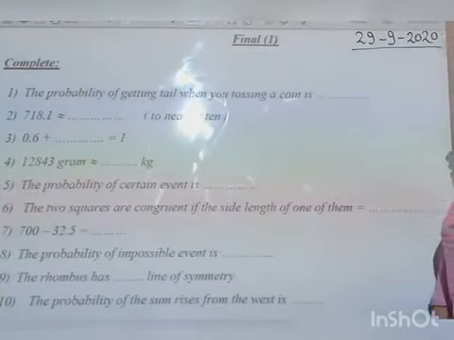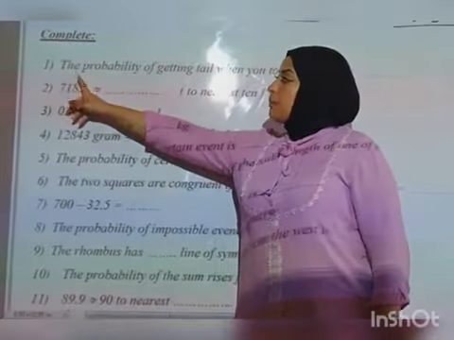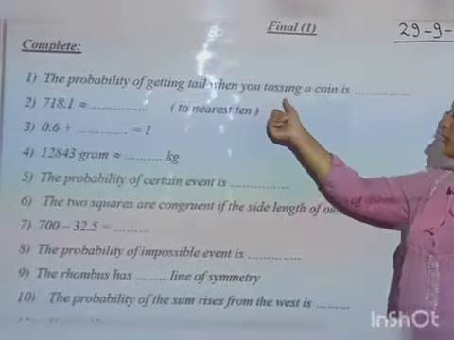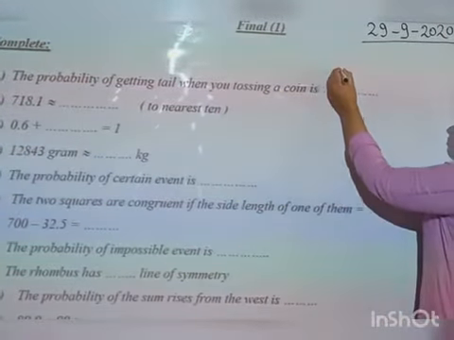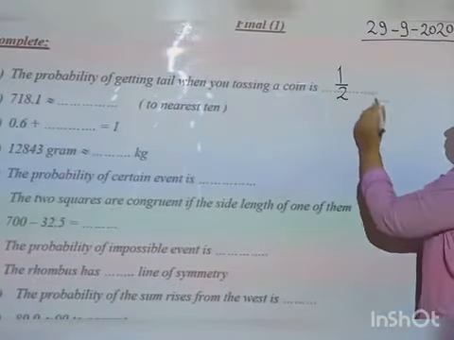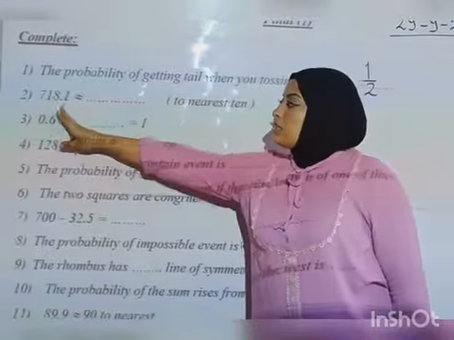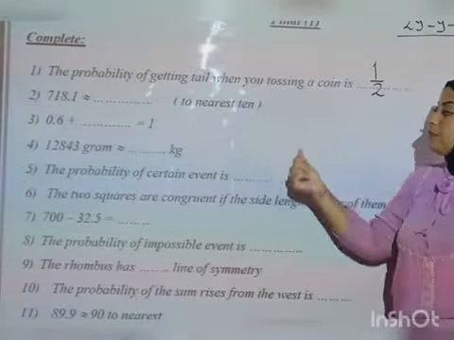First, we have a question which is complete. Number 1, the probability of getting tail when you are tossing a coin is half. Number 2, 718.1 to the nearest 10.